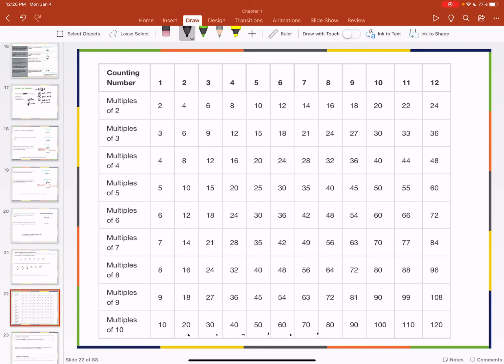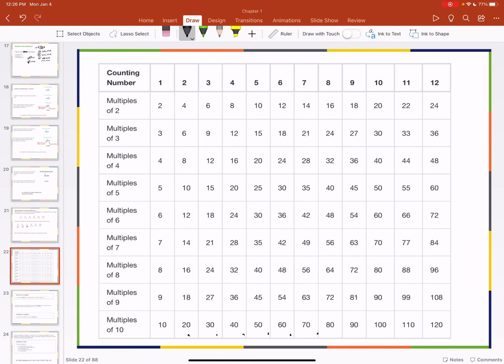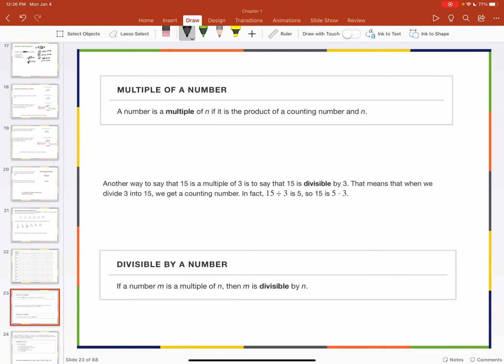So it's helpful to be aware of these and to just have these in mind because we're going to be using them later. Okay, so let's see here. Another way to say that, let's talk about divisibility. If you want to say 15 is a multiple of 3, you can also say that 15 is divisible by 3. Okay, so that means that 3 divides into 15, or 15 can be divided by 3 evenly, okay?